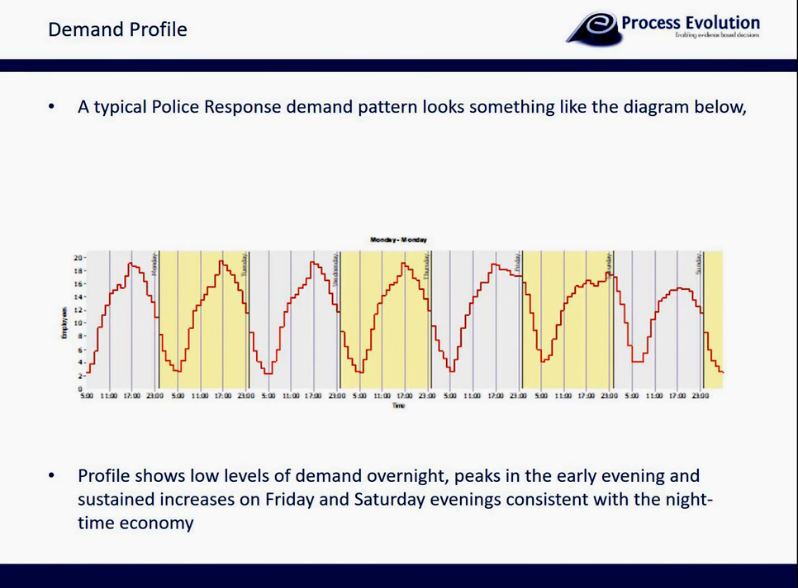Here we've got a typical demand profile for police response. On this diagram, what we see is a profile, the red line, which fluctuates across the hours of the week. We see low levels of demand overnight, peaks in the early evening, and sustained increases on Friday and Saturday evenings. So this will be consistent with the nighttime economy, where generally there's more work to be done. So that would be the demand profile in terms of what is required for resource.